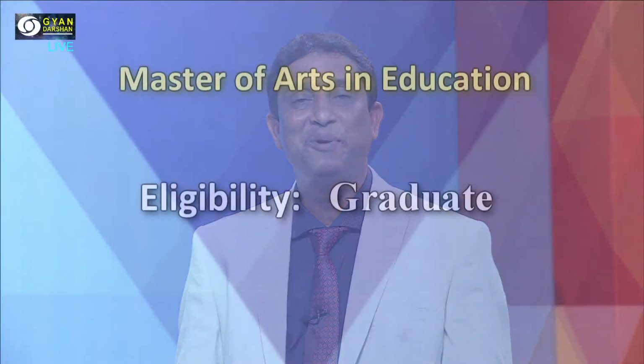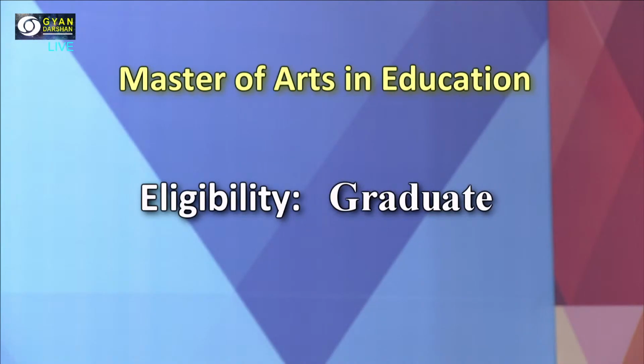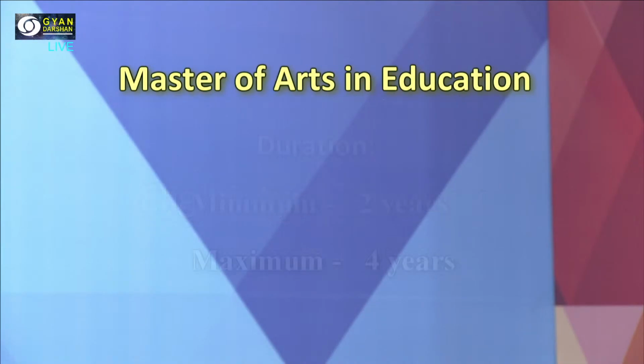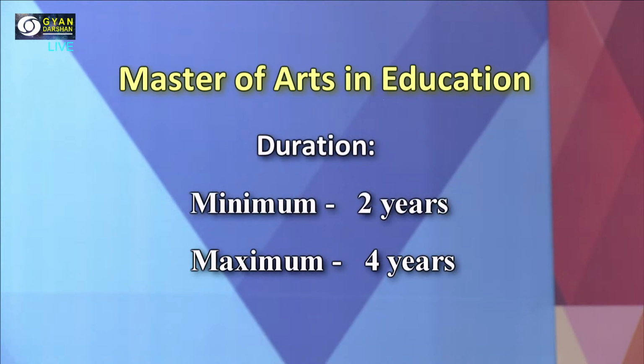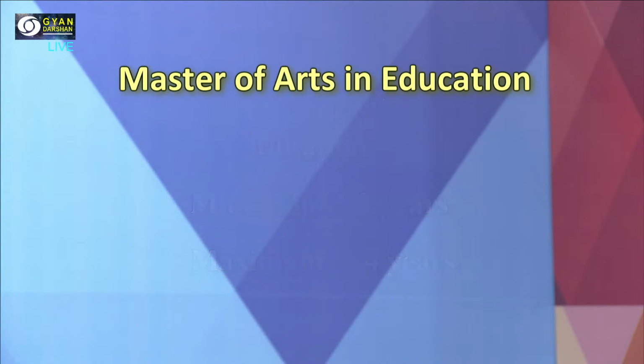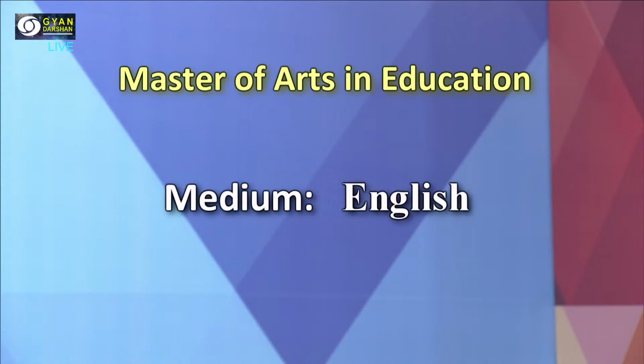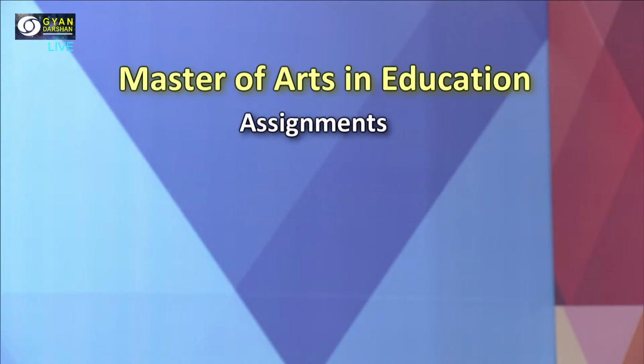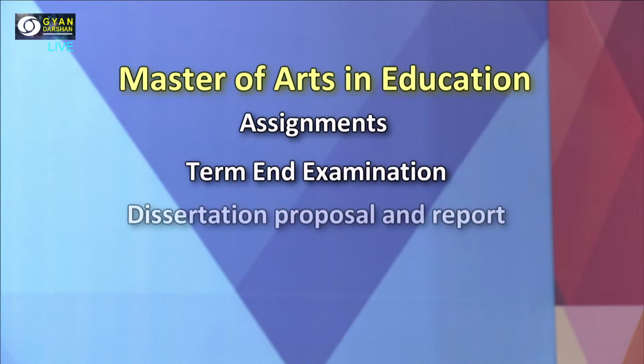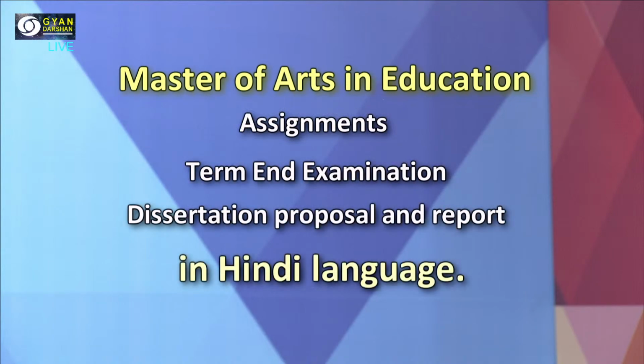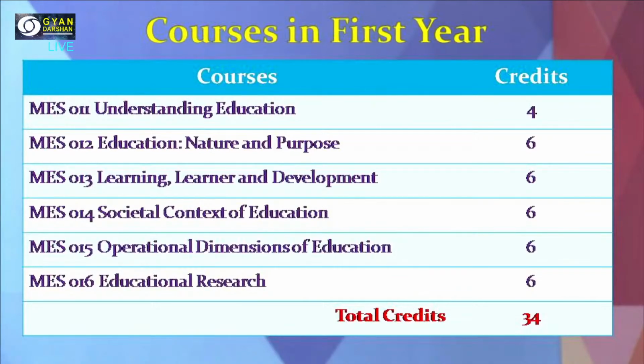The eligibility of the program is a bachelor's degree from any recognized university. This program is of minimum duration of 2 years and maximum duration is of 4 years. Medium of instruction is English. However, the learners can write their assignment, term-end examination, dissertation proposal and dissertation report in Hindi language. The program is offered in both the sessions of January and July as per the IGNOU practice. Now let us go through the courses that you have to study in the first year and second year of your program.